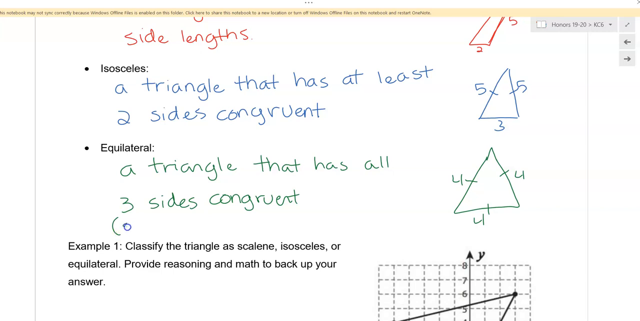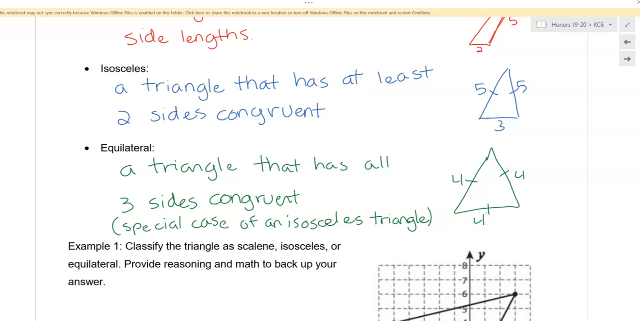The equilateral triangle is a special case of isosceles. If I have all three sides congruent, it means I have at least two sides congruent. It just so happens the third one is congruent too. So that third side doesn't have to be congruent for an isosceles triangle, but if it is, it's still isosceles. Okay, so equilateral is just like a special isosceles triangle.